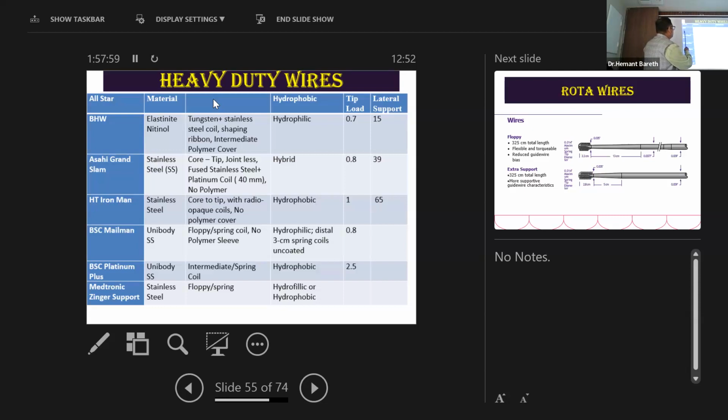Common is BHW, which has got a tip load of 0.7 and lateral support of 15. So this was the wire that we use in tortuous lesions also, because it is a balanced heavyweight and a low tip load, or a floppy tip load. But then this aside, Grand Slam has a tip load of 28 with lateral support of 39.